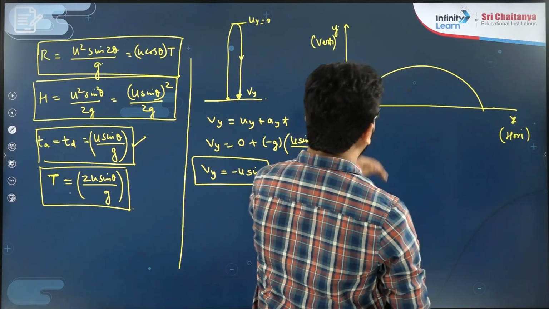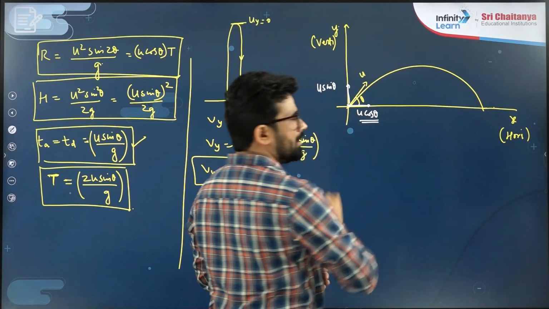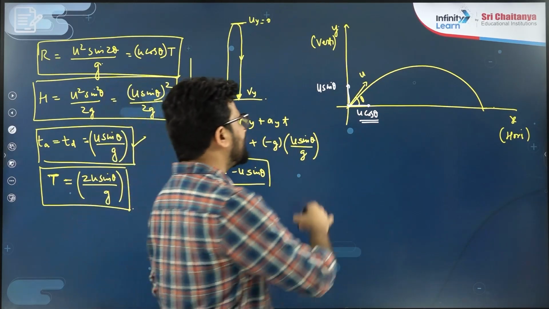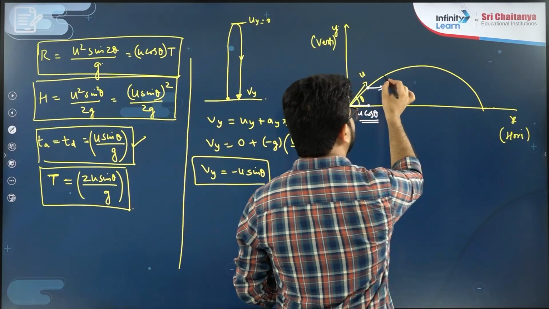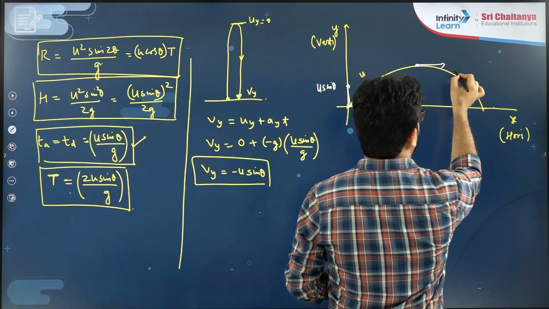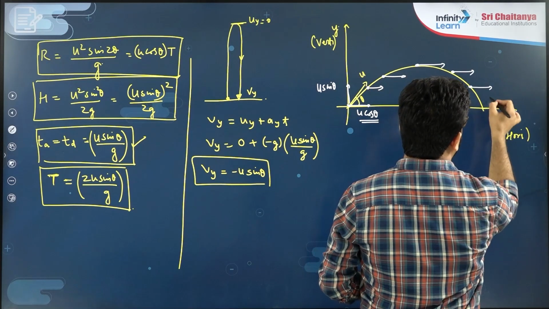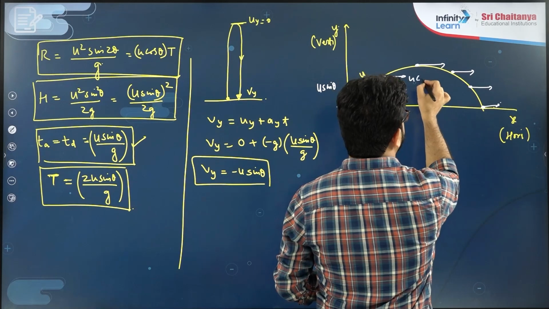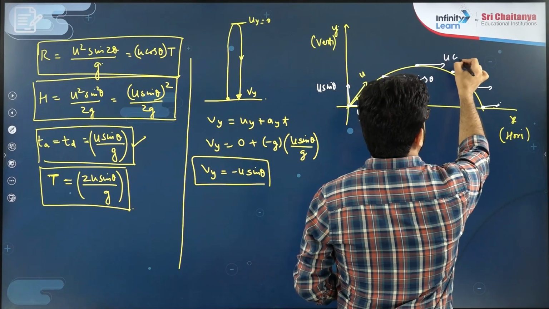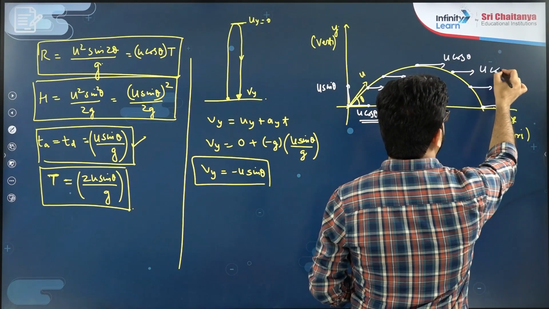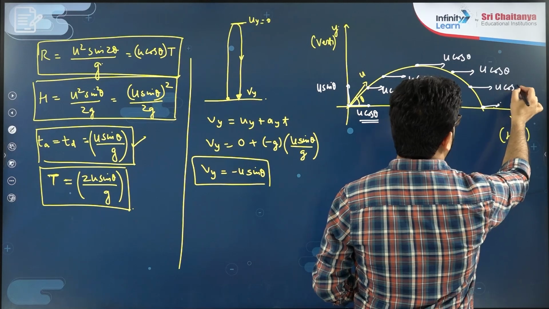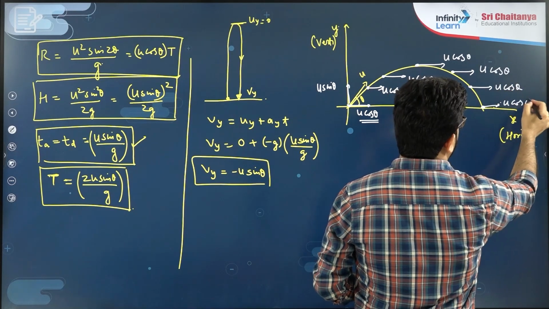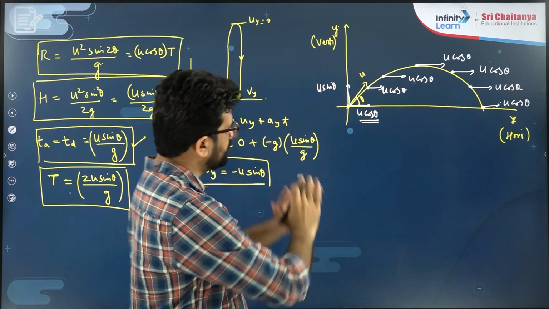But in the horizontal direction velocity remains the same, because acceleration is 0. That means at any point of time you will find this velocity would be the same. How much? U cos theta. At any point of time you will find this is u cos theta. This is a very basic thing.